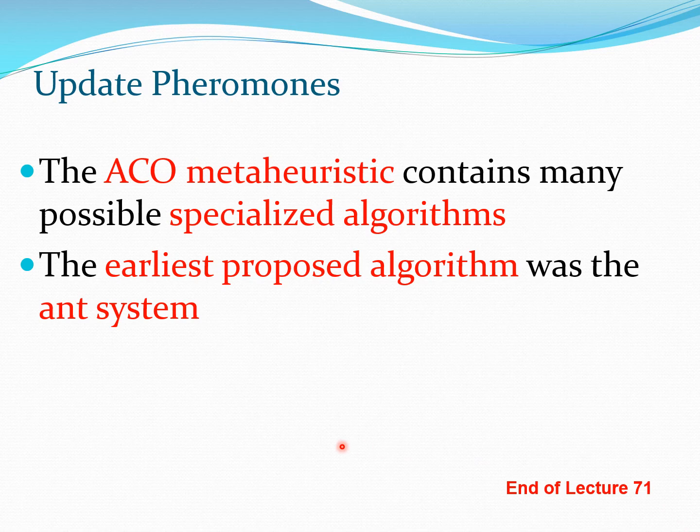Now we see that the ACO metaheuristic contains many possible specialized situations which can be used. And we have seen some of the possible formulas which can be used. So in today's lecture we discussed how the probability of selection is calculated and how the pheromone update rule is calculated. These are just two examples of this kind of rule. Now, different rules are of course possible based on research.